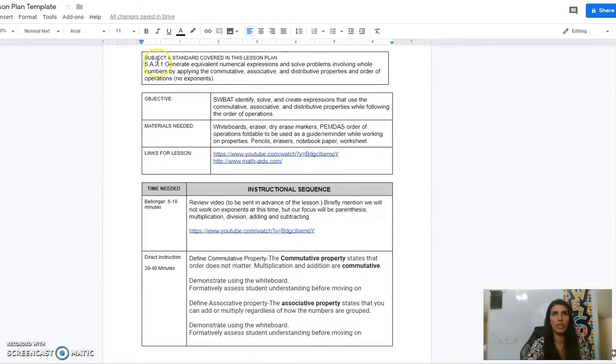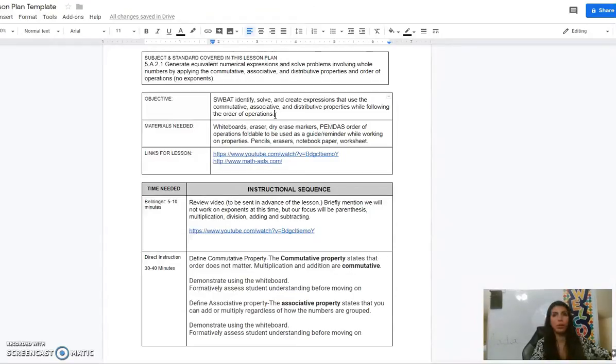So here again is that standard that we are going to cover. And my objective for Jacob is that he will be able to identify, solve, and create expressions that use the commutative, associative, and distributive properties while following the order of operations. There's a lot that goes into that, so I expect this lesson to take, give or take an hour, just depending on how things go.